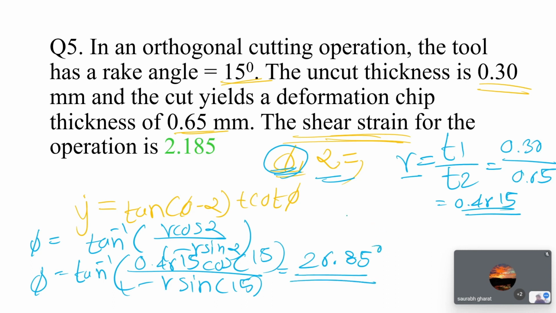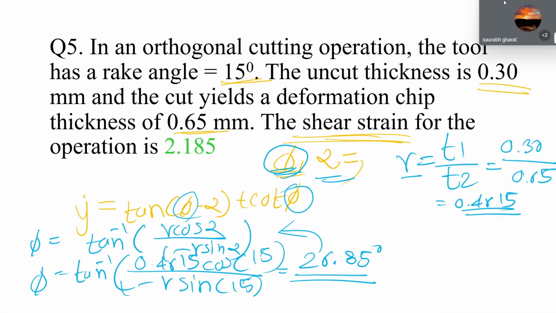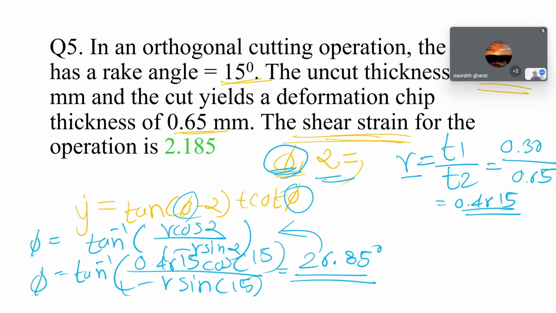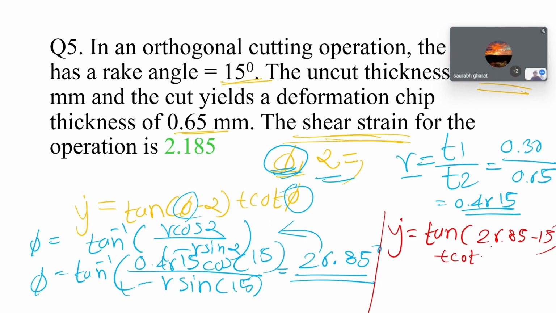This will be your phi, and from that phi just put it here. So the shear strain will be equal to tan of (26.85 minus 15) plus cot of 26.85. So the answer, it is a strain, so it is dimensionless, will be 2.185. Okay, this will be your answer.